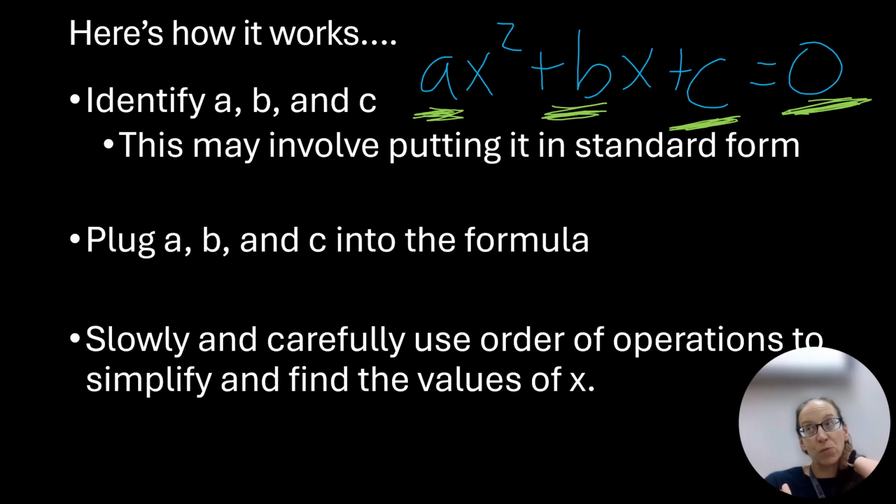The only thing that Desmos will do, though, is always give you your answer in the form of a decimal, and sometimes you want the answer in the form of a square root. So that's just a little caveat there. So slowly and carefully use order of operations. The more of these you do, the better you will get at the order of operations.